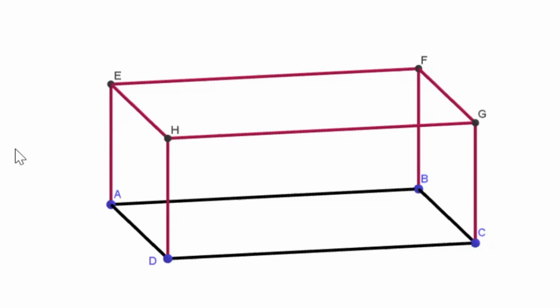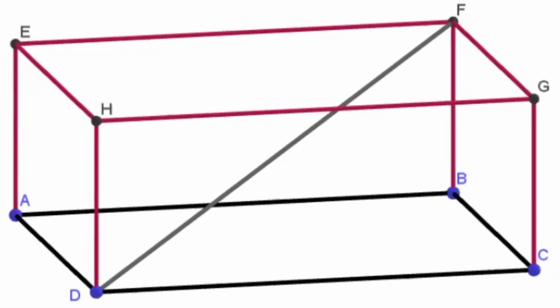Given this cuboid, the longest diagonal could come from any of these vertices: from F to D, or from E to C, or from G to A. But we are going to concentrate on the diagonal running from the vertex F to the vertex D. So we have this diagonal here, and we want to find the angle between this longest diagonal and the base of this cuboid, which is a rectangle ABCD. How do we find this angle?